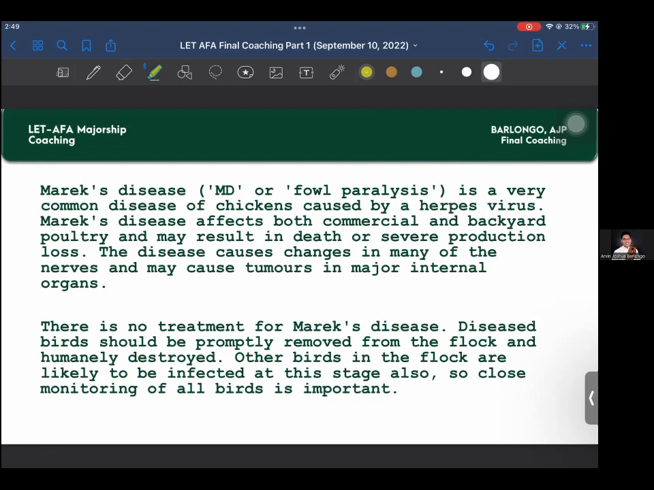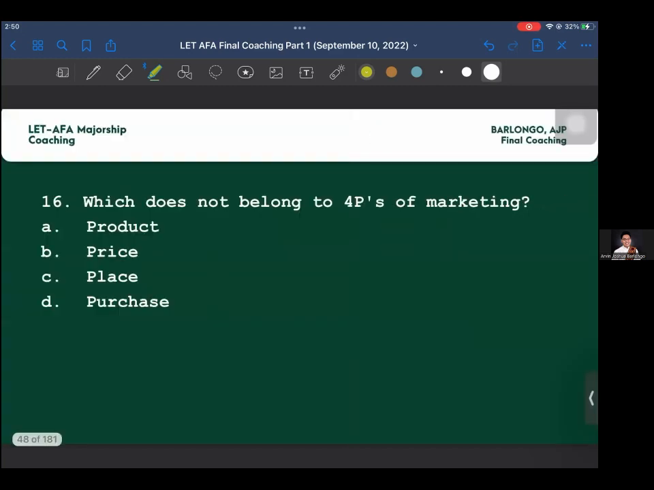Because there is a possibility that the disease will spread across your farm. If you are doing mass production of broilers or layers of chicken, it could just spread, and then you lose money as a farm manager or as a farm owner. Okay? So that's number 15. So number 16, let's have this one.